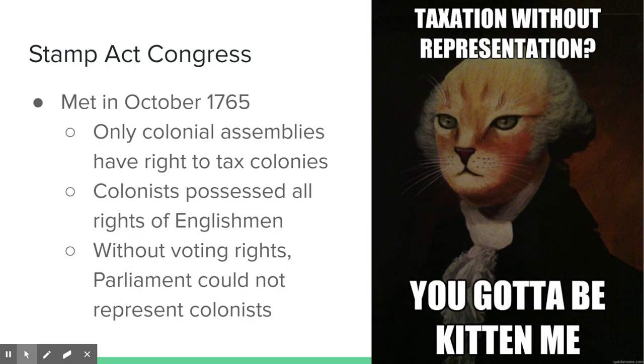So in 1765, a group of people met as kind of a colonial assembly, and what they decided is that the Stamp Act, or the stamp tax, is essentially unconstitutional, that only colonial assemblies have the right to tax colonies, and that the colonies and colonists in them possessed all the rights of Englishmen. And since they do not have voting rights, Parliament can't virtually represent colonists, because that's what they're saying: well, we are virtually representing you. And that's just not what the Stamp Act Congress thought.